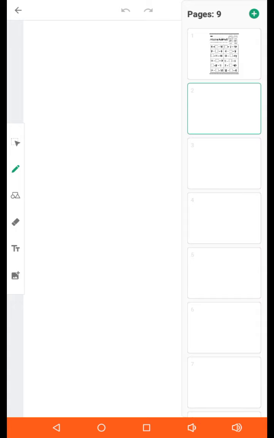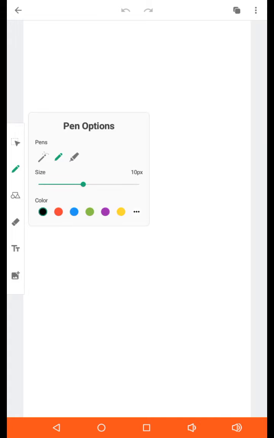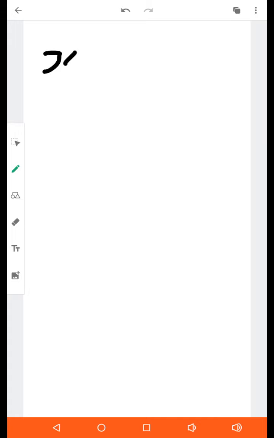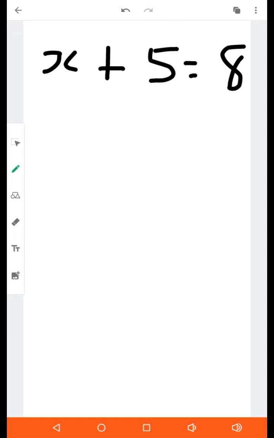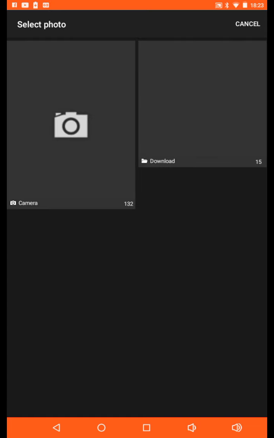So before we look at the linear equations, let's look at one like x plus 5 is equal to 8. So we'll be looking at how to solve this, but let's look at what we need to do.